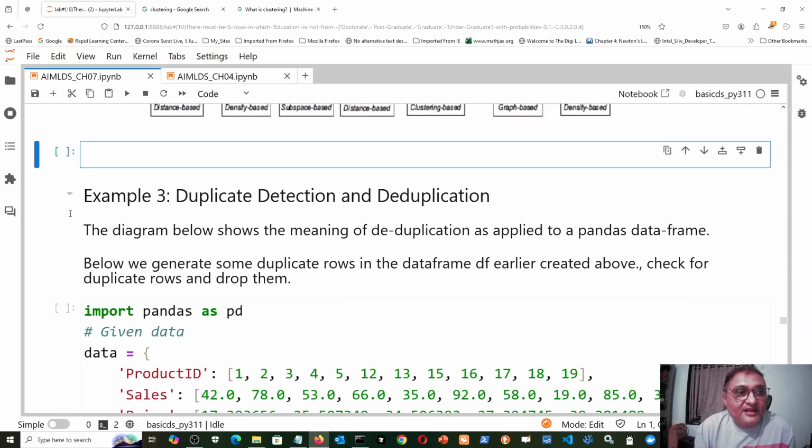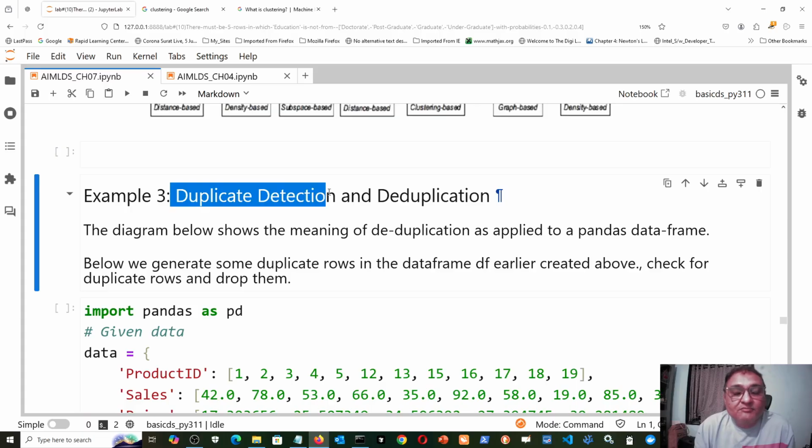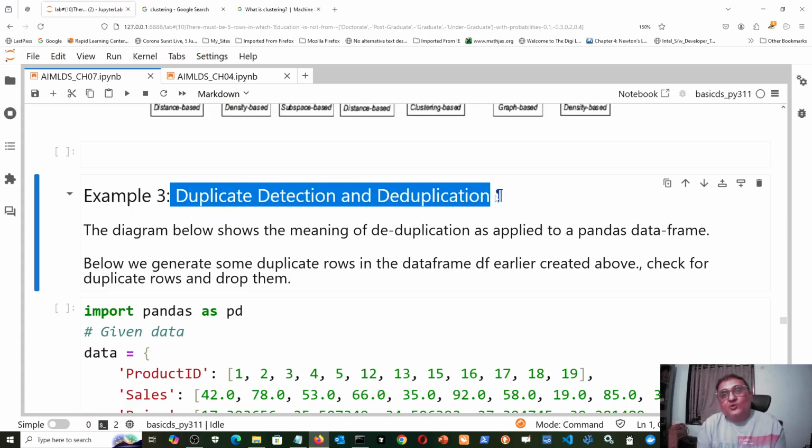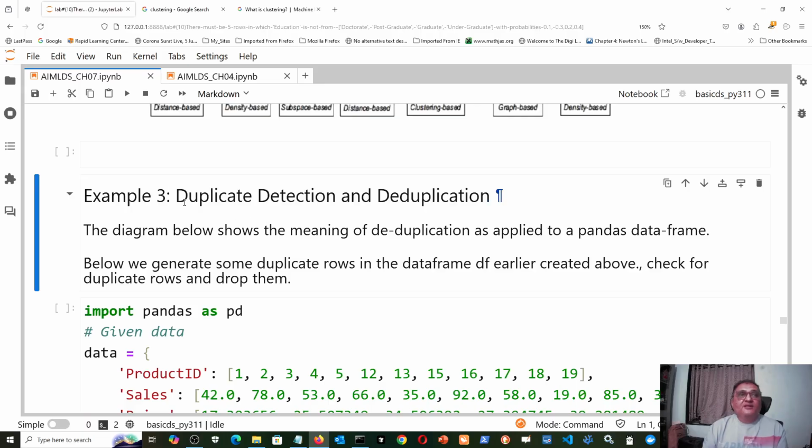Next lecture, we will take up the third step, or third thing, which you need to do in data wrangling or data manipulation. That is detecting duplicate rows and then deduplicating. That is relatively very easy compared to the previous two.